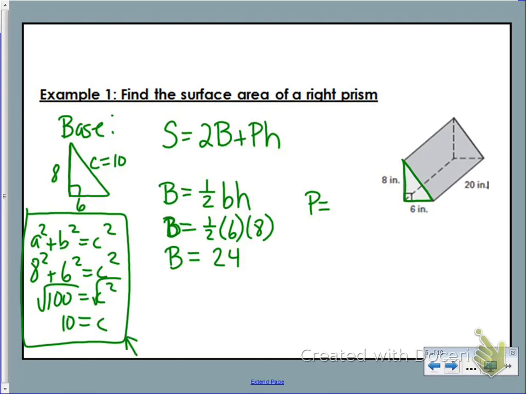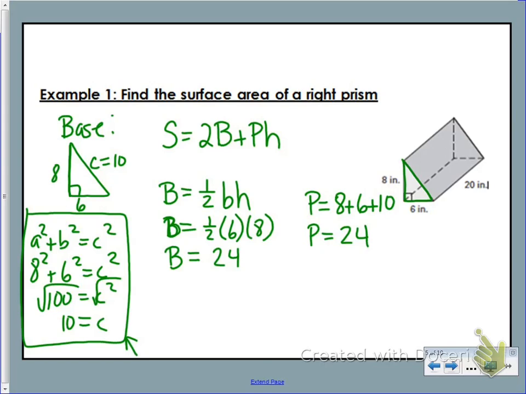So now we can add the perimeter lengths, or add the lengths of the triangle to find the perimeter. 8 plus 6 plus 10. So we use Pythagorean theorem here. Trig might also come into play, so keep that in mind as a backup plan. We should find the perimeter of this triangle to be 24.